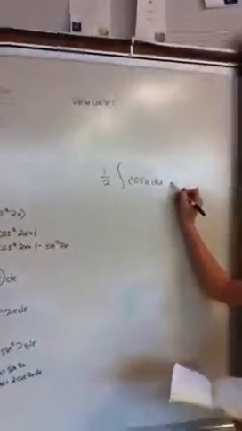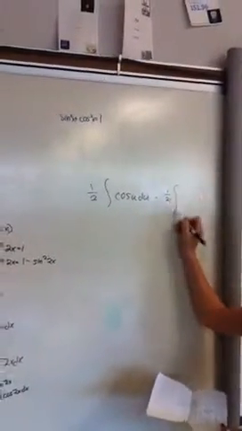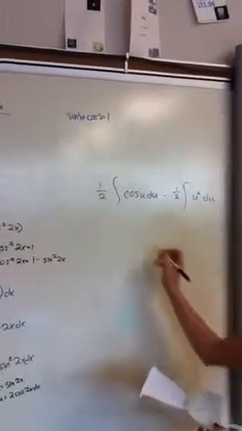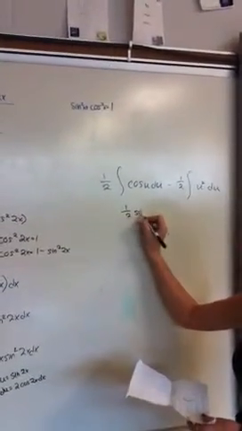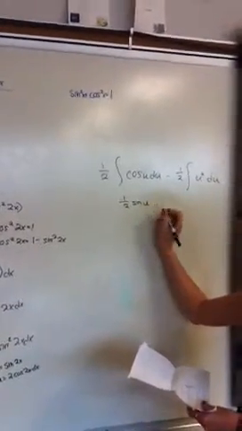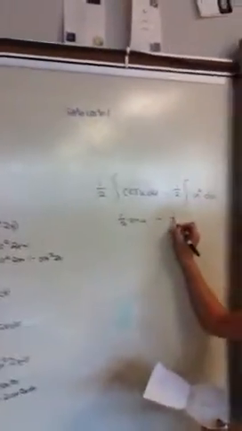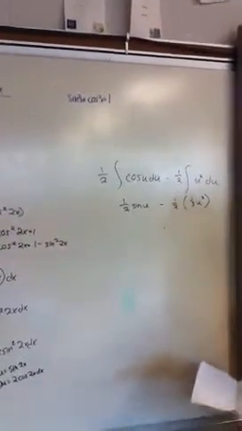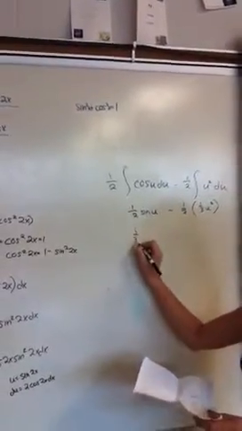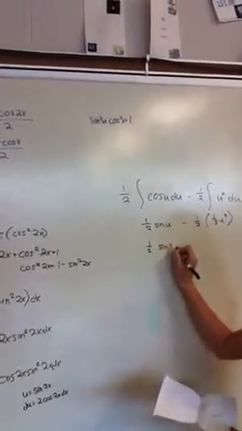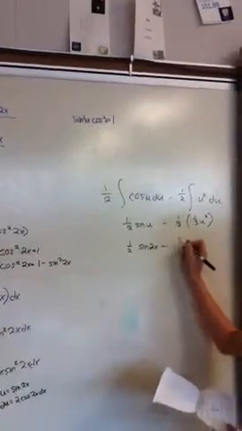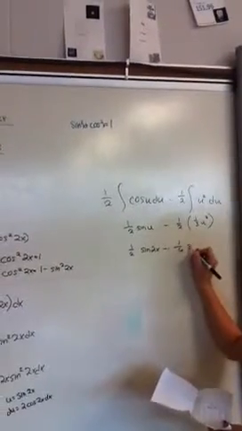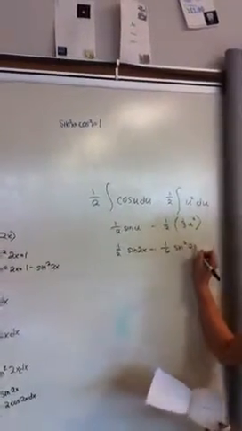We're left with the integral of cosine u du minus the integral of u squared du. Obviously, the u's and the du's are different for the separate parts. After taking the integral, we get 1/2 sine u minus 1/2 times 1/3 u cubed. We place the u's in their rightful places, getting 1/2 sine 2x minus 1/2 times 1/3, which equals 1/6, sine cubed 2x.